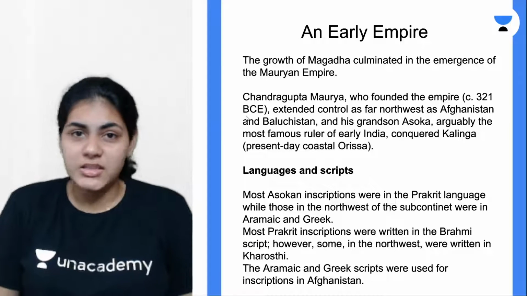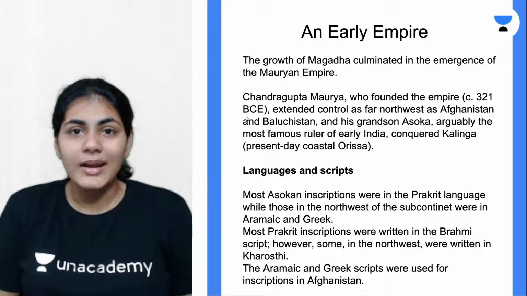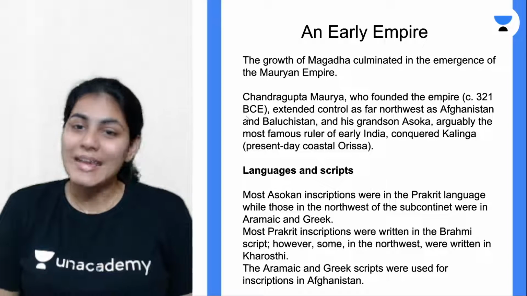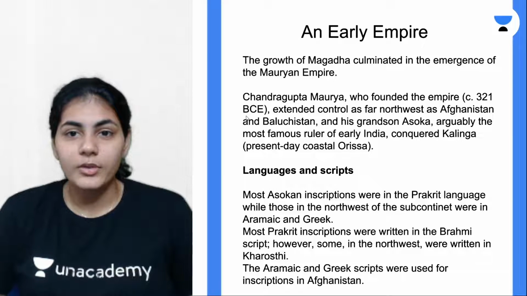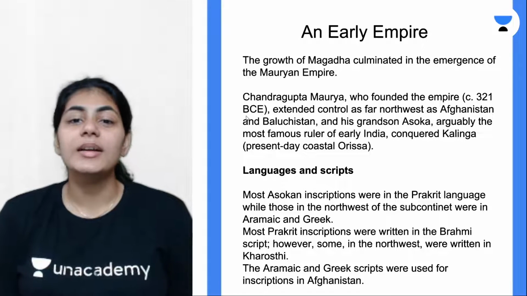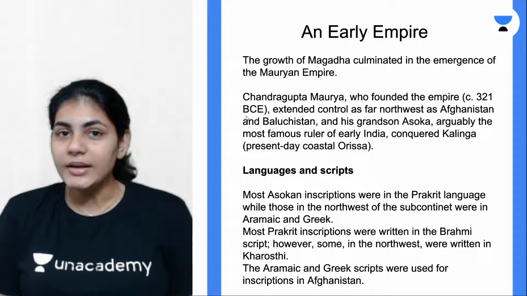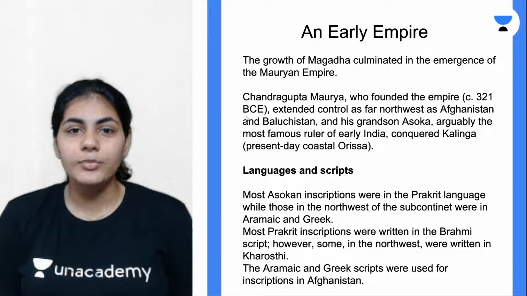After his death, his son took over, who is called Bindusara. After Bindusara, his son took over, who is Ashoka, our main figure. So Ashoka is the grandson of Chandragupta Maurya. He is undoubtedly another very important, famous ruler of ancient India.